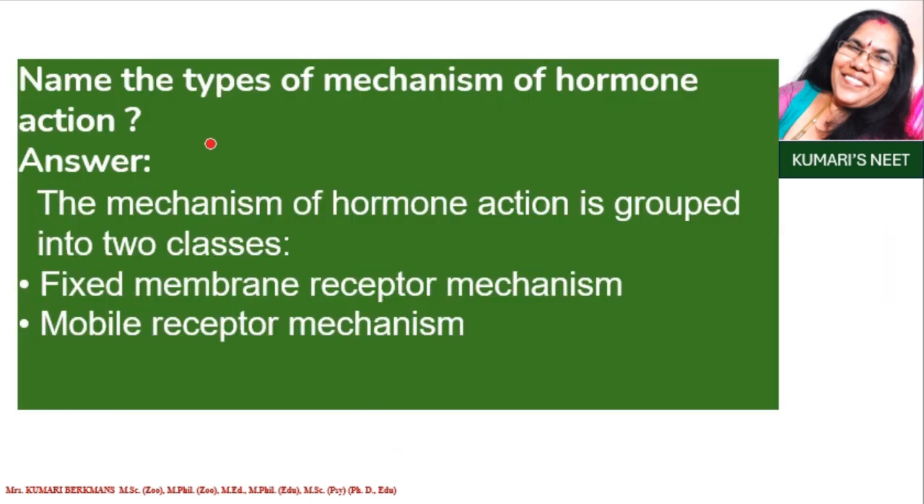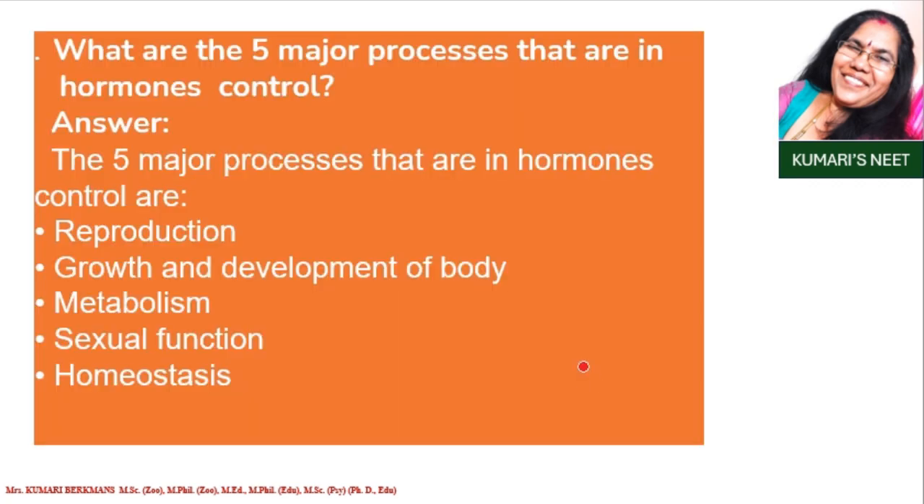Let us see some of the questions here. Name the types of mechanism of hormone action. There are two types of action mechanism we have seen: one is the fixed membrane receptor mechanism and another is the mobile receptor mechanism. The next question: what are the five major processes that are under hormonal control? The five major processes controlled by the hormones are reproduction, growth and development of the body, metabolism, sexual function, and homeostasis.